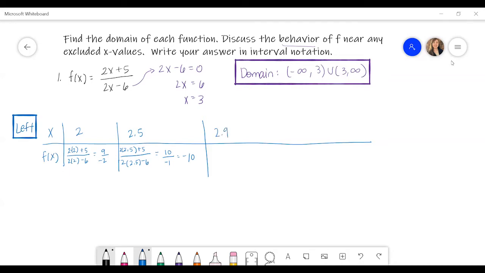Let's do 2.9. So 2 times 2.9 plus 5 divided by 2 times 2.9 minus 6. So 5.8 plus 5, that's 10.8. And 5.8 minus 6 is going to be negative 0.2. Now, it's a bit awkward to have fractions and decimals all in one spot. So we can move our decimal over one spot for both of these. And that gives you 108 divided by a negative 2, which is just negative 54.